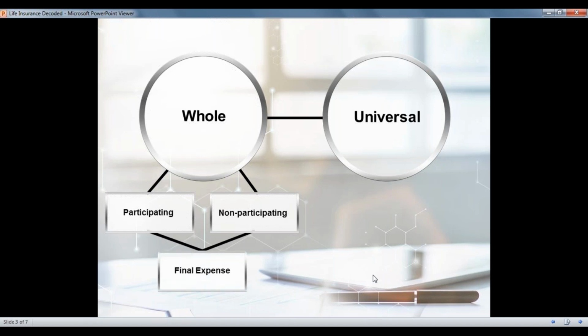Now, another type of whole life that we see quite a bit is usually referred to as final expense. Final expense could be participating or non-participating. The ones I've seen are usually non-participating. They may have some guaranteed cash values, although that's not the primary purpose.